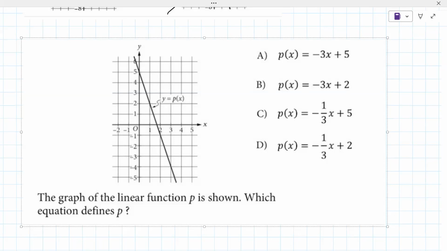The graph of the linear function P. Are there any that you can eliminate? And if so, why? I think A and B. Okay, why can you eliminate those?